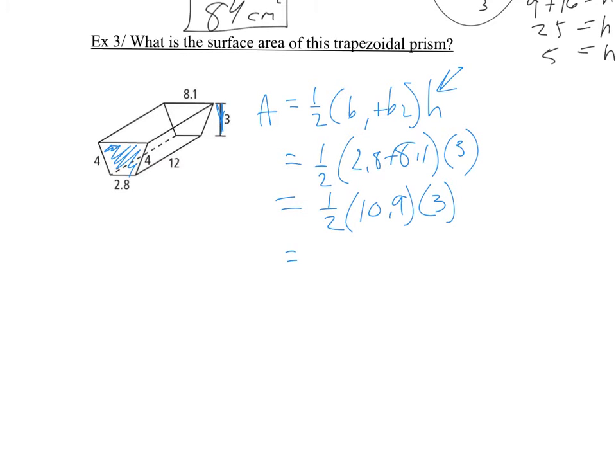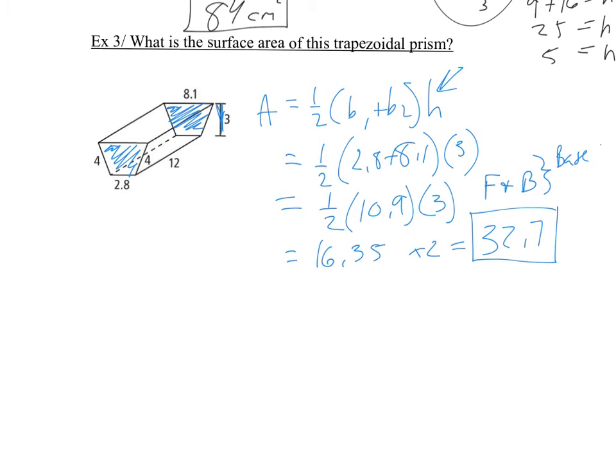So one of those trapezoids is 16.35, but I know I've got two of those because there's a front and a back. So I just multiply that by 2, and I get 32.7. So that's the front and the back.